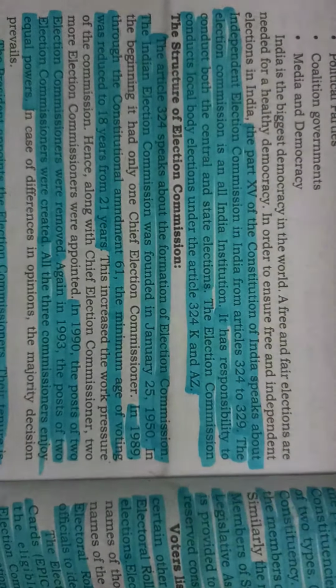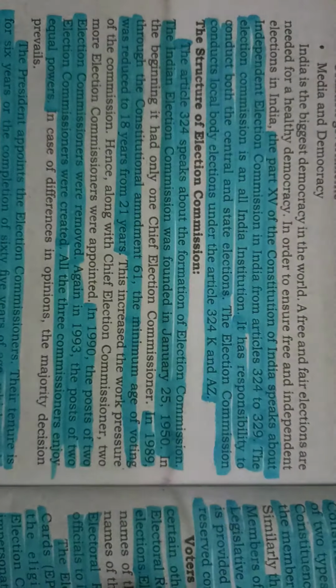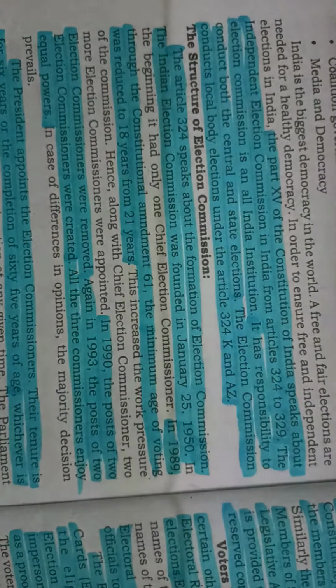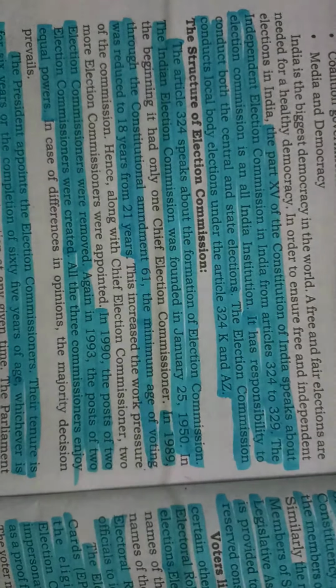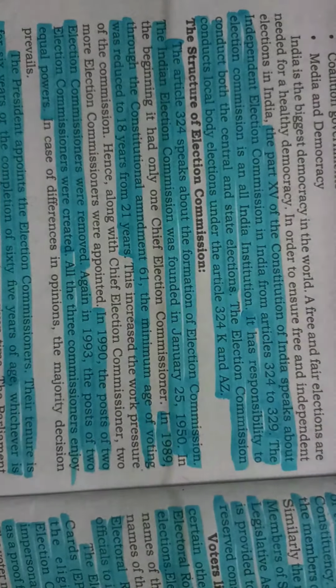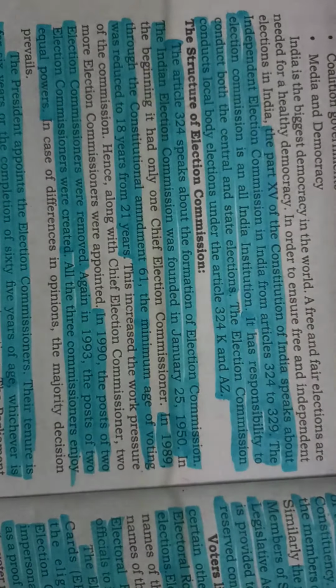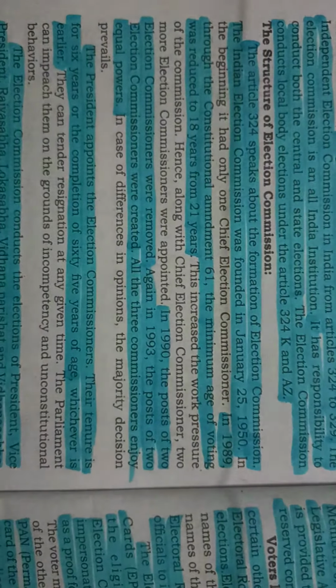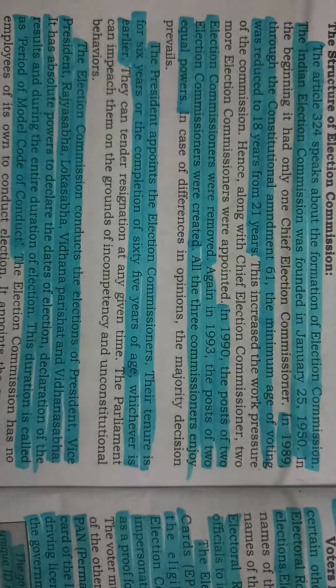So the structure of the Election Commission. Article 324 speaks about the formation of the Election Commission. The Indian Election Commission was founded on January 25, 1950.